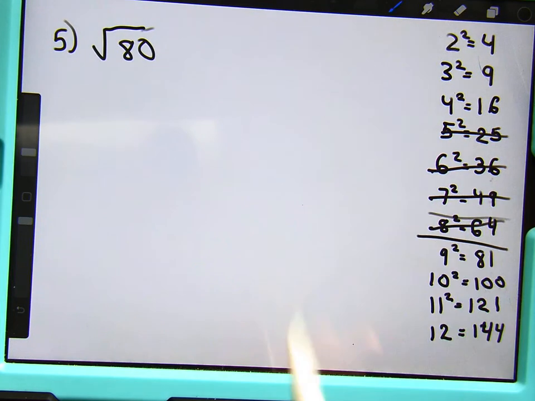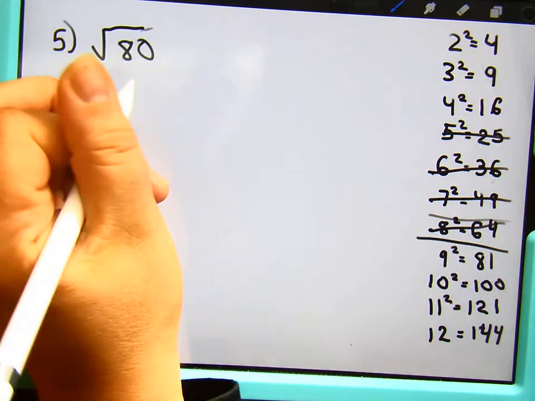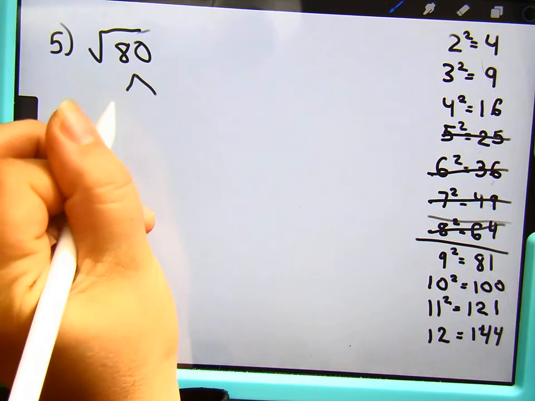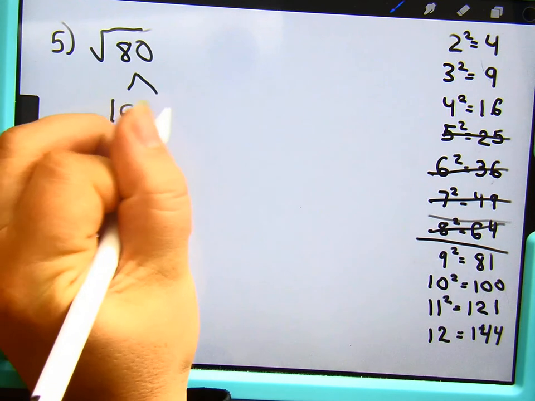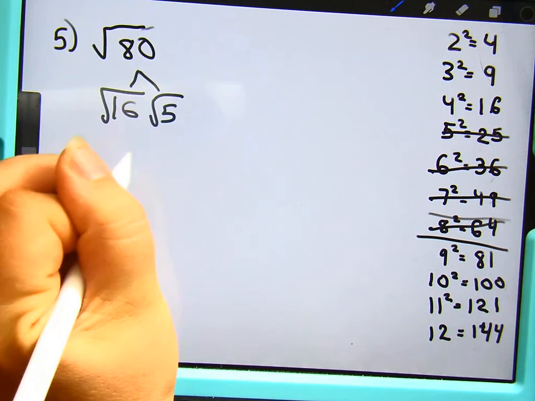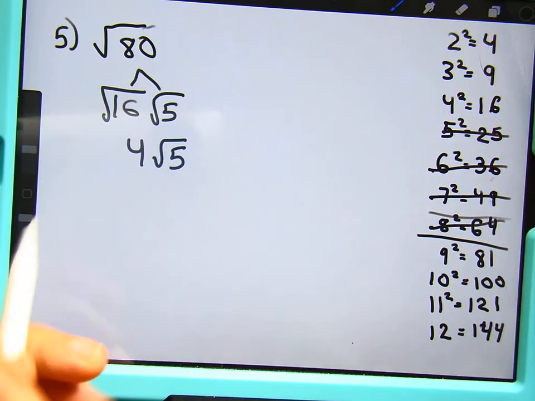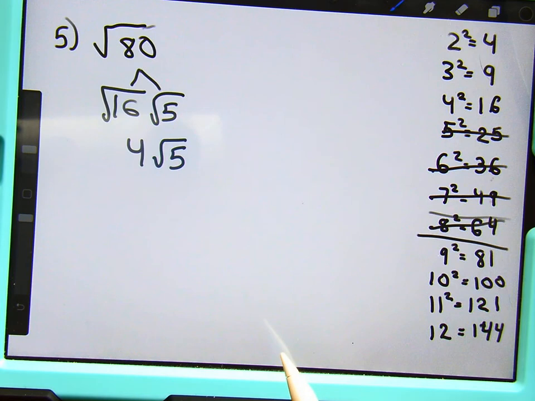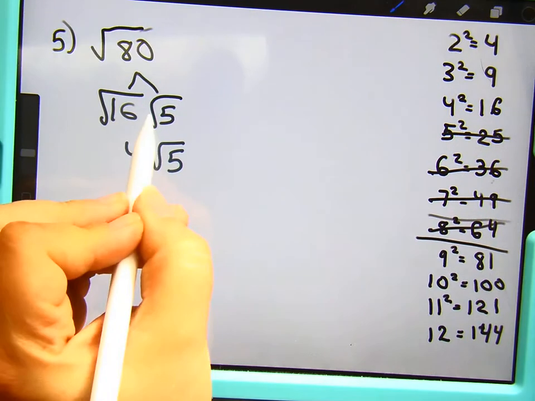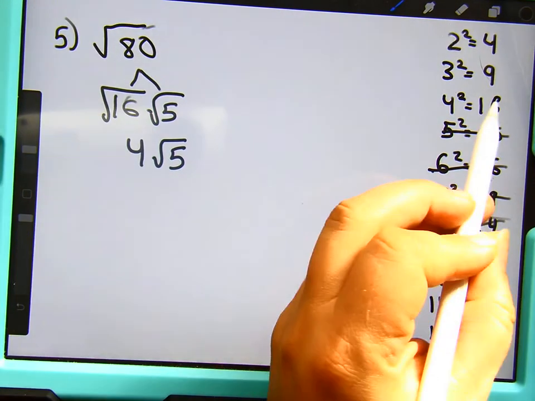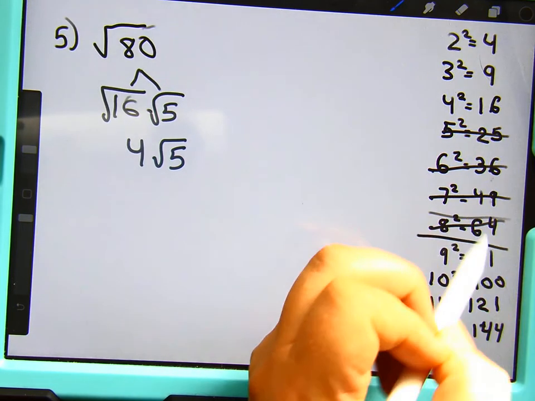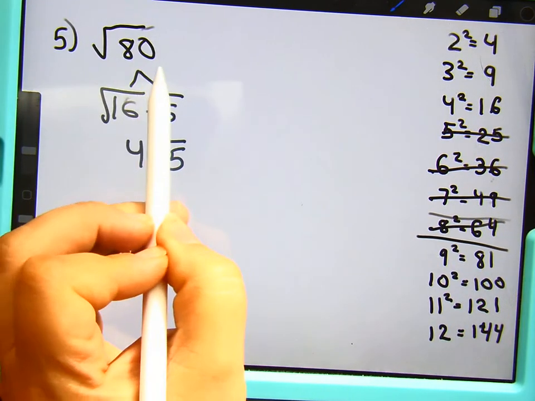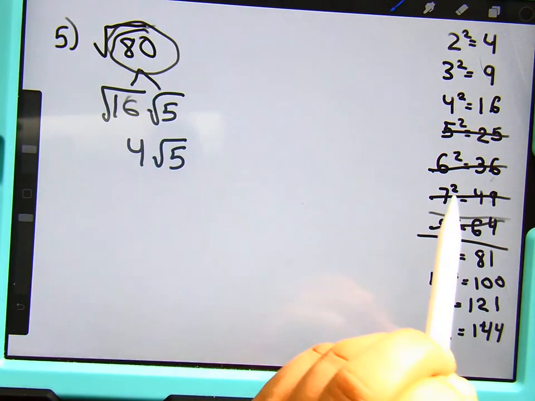So what about these numbers here? So let's try 80 divided by 16. And it goes in 5 times. Because factors, remember, mean this perfect square times some whole number should equal that number inside there.